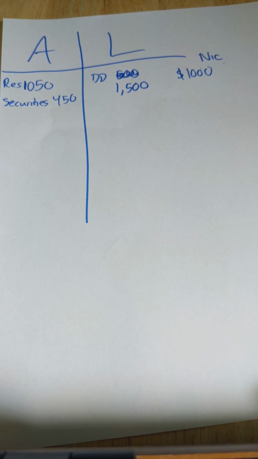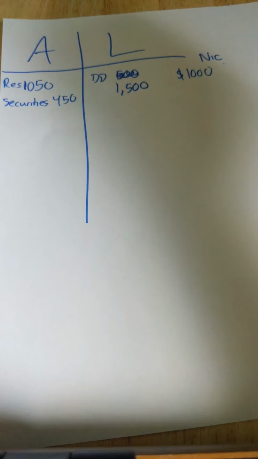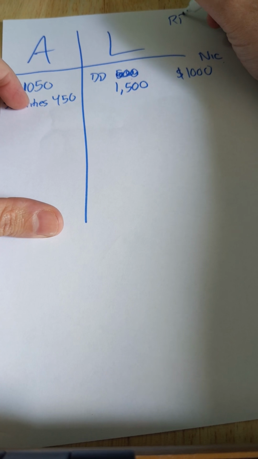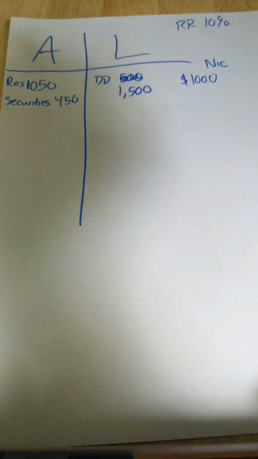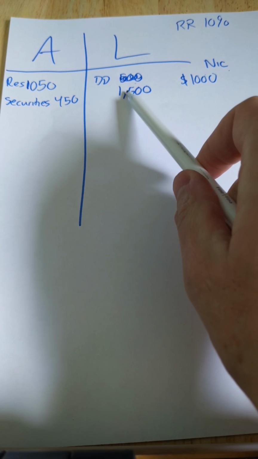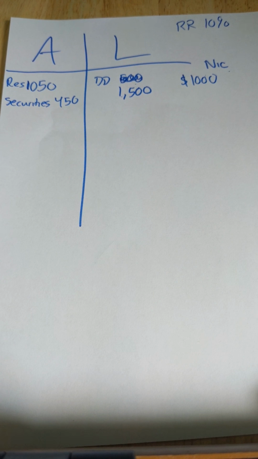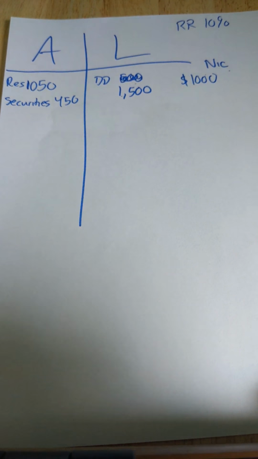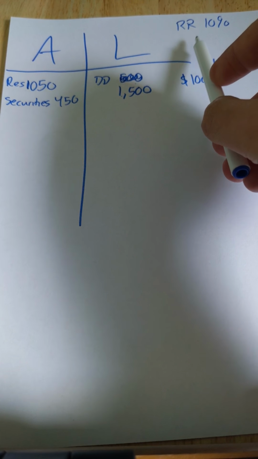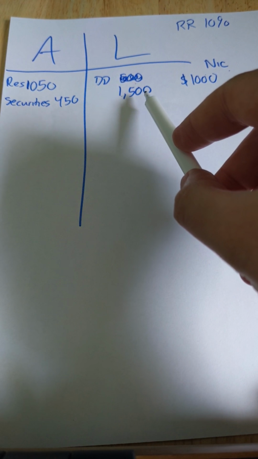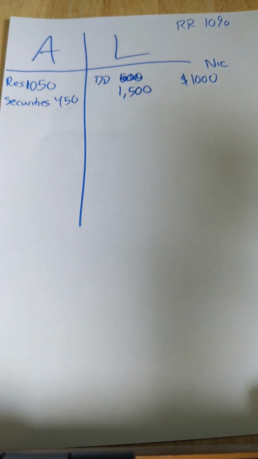However, if this bank has a 10% reserve ratio, of this $1,500, they can loan out as much as they have to keep 150. So they could loan out 1,350 total. Okay, because 10% of 1,500 is 150. So that's how much they have to keep.